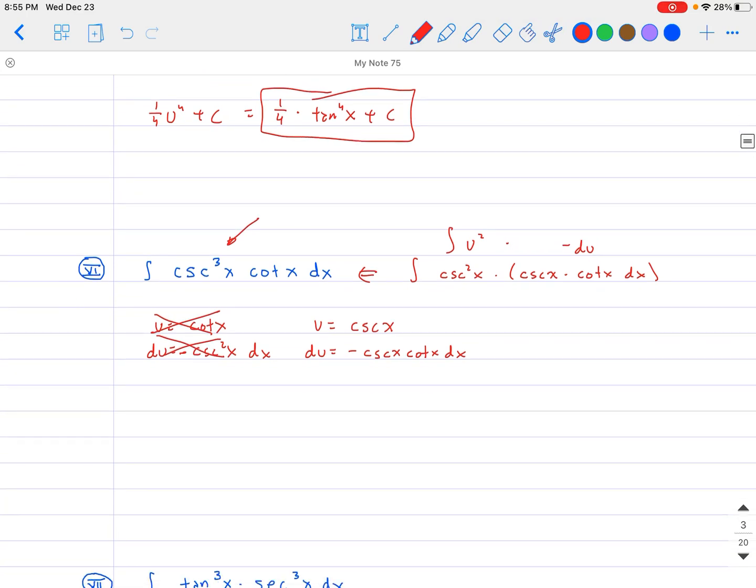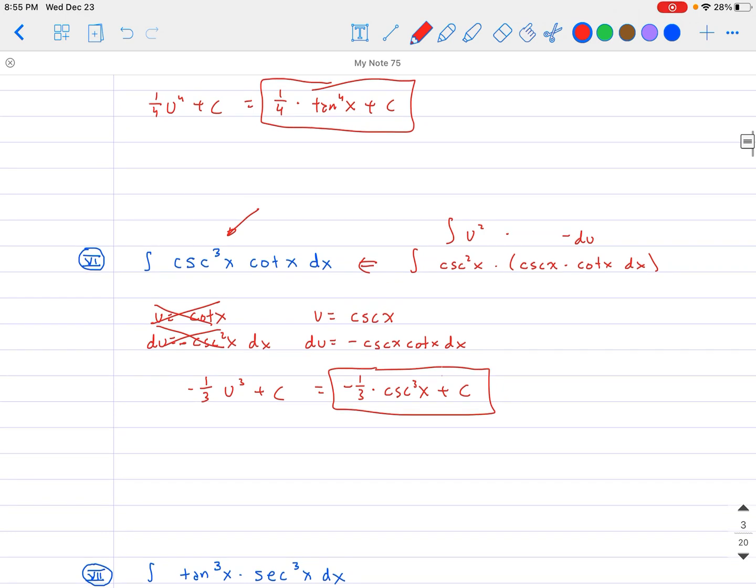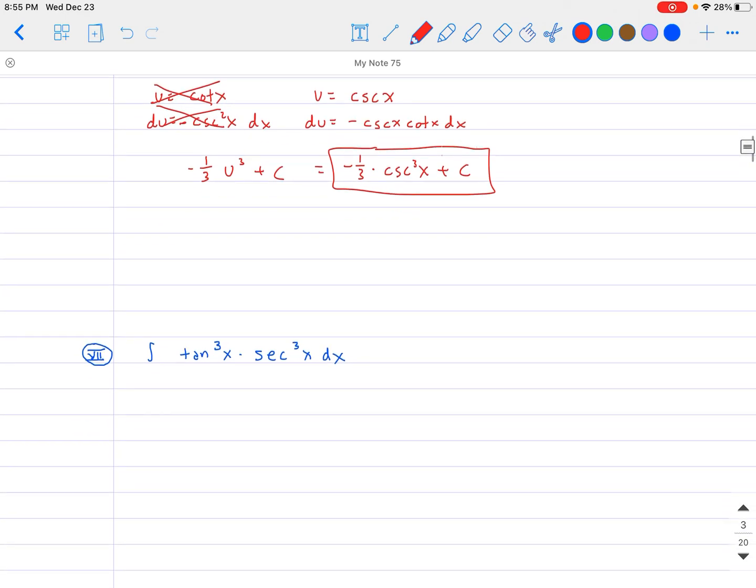Okay, so if that's my setup, then that means the antiderivative is 1/3 negative u cubed and then plus c. So going back and plugging in what we have, 1/3 times cosecant cubed of x and then plus c. And that's your antiderivative. Okay, so after a while, I think you get the idea as to what you're really doing, because a lot of these times you're really just using what's u and what's du. And if that doesn't work out, then that's where the identities come in. All right, let's keep going.